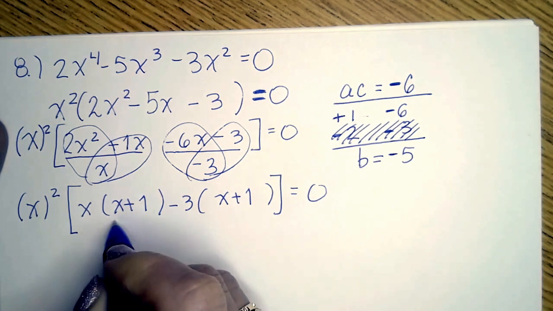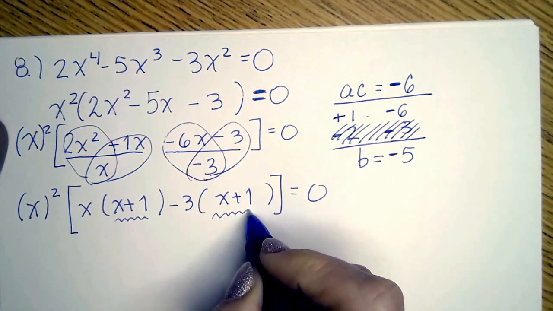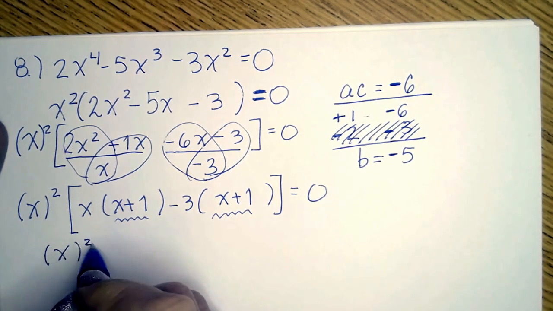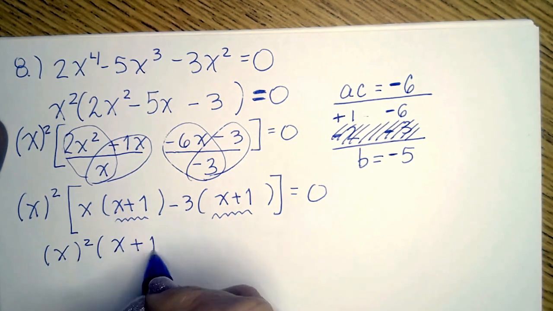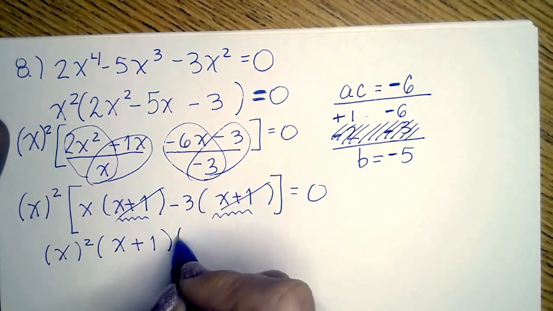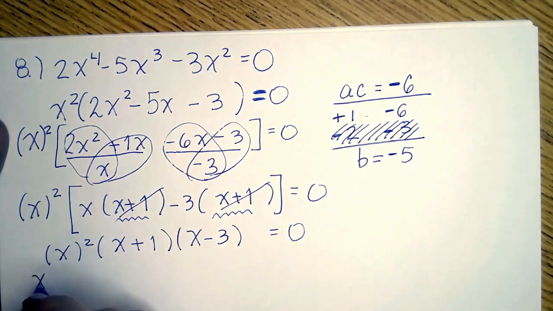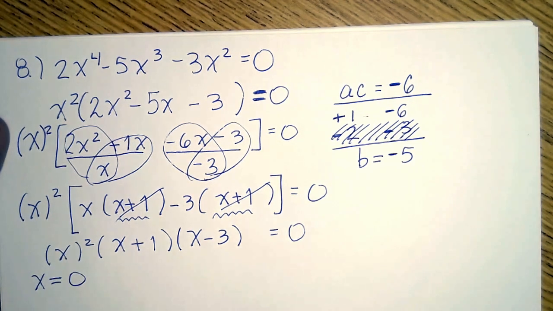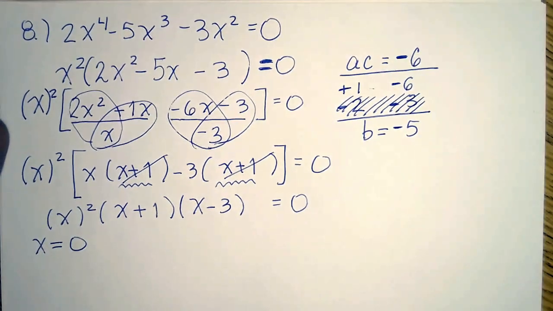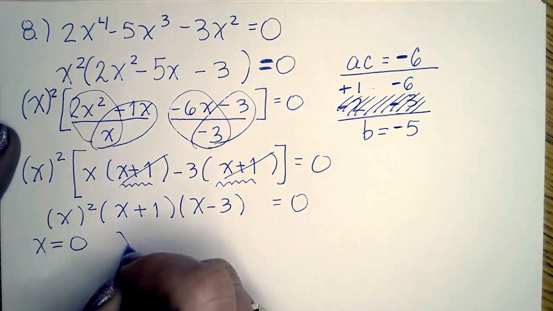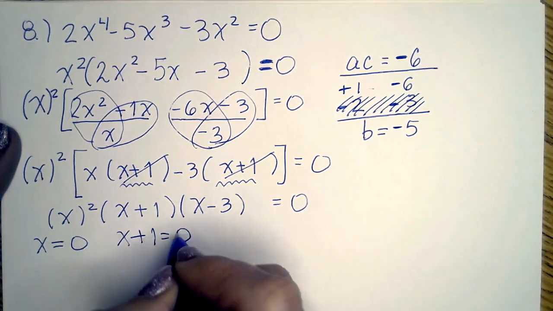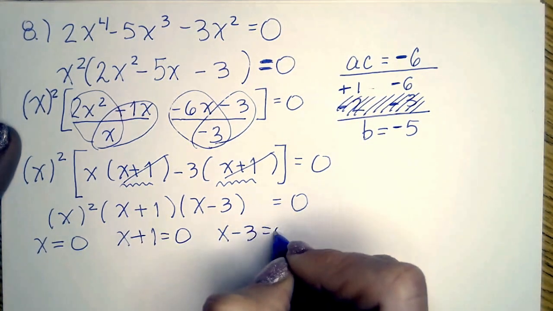Then from here, if it matches, we're going to bring it out front. So here's the x squared. I brought forward an x plus 1. What's left inside? Nice. Now, if I set my insides equal to 0, I'll get x equals 0. Because what property am I applying? 0, 5. Good. So I get x equals 0. That one's done. X plus 1 equals 0. And x minus 3 equals 0, right?